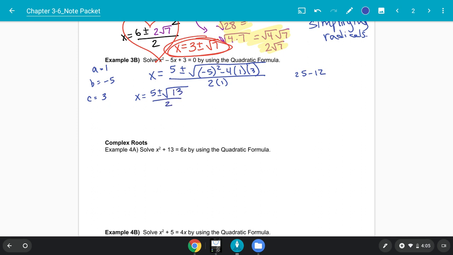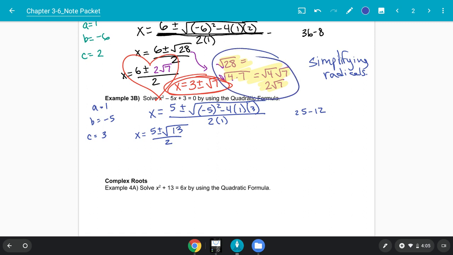Square root of 13. 13 is prime. So there is nothing that can split that up. Like we can't simplify that radical. We can't do that. So we're done right here. This is it. 2 solutions. 5 plus square root 13 divided by 2. 5 minus square root 13 divided by 2.